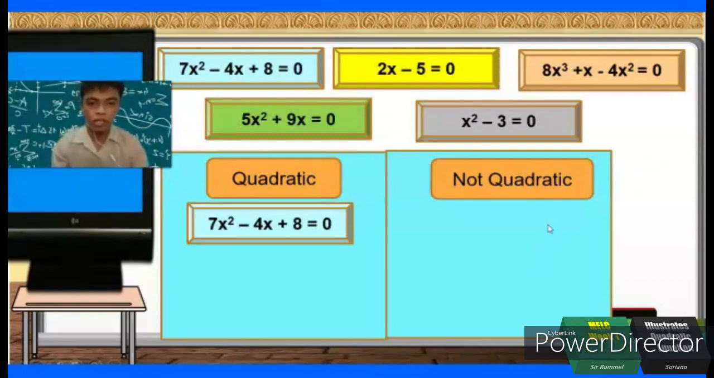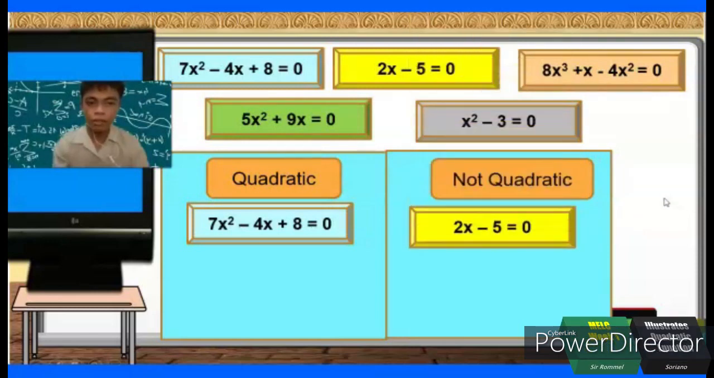For second equation, 2x minus 5 is equal to 0. Is it quadratic or not quadratic? Okay, yes. The answer is not quadratic. Okay, congratulations.